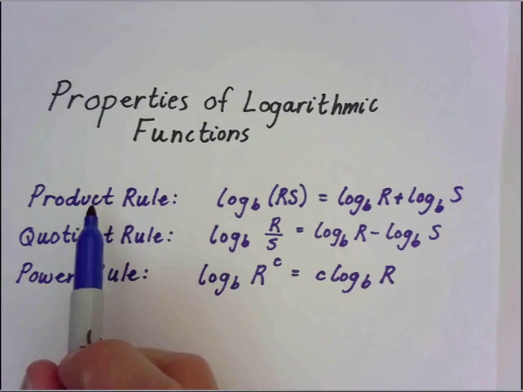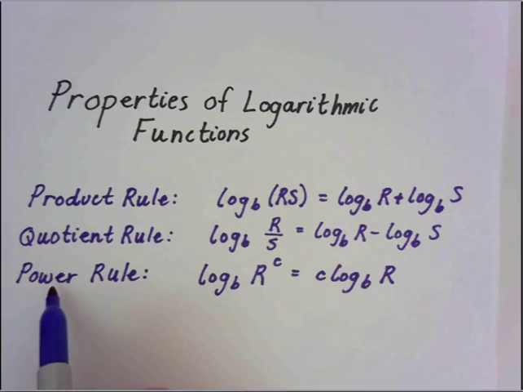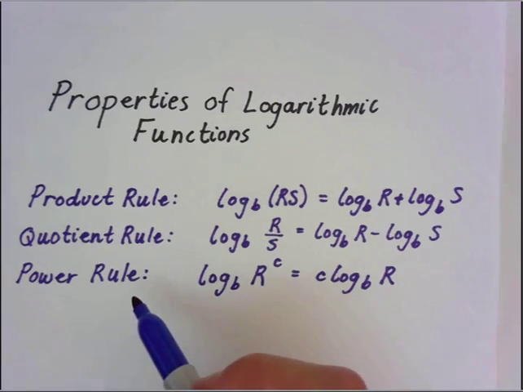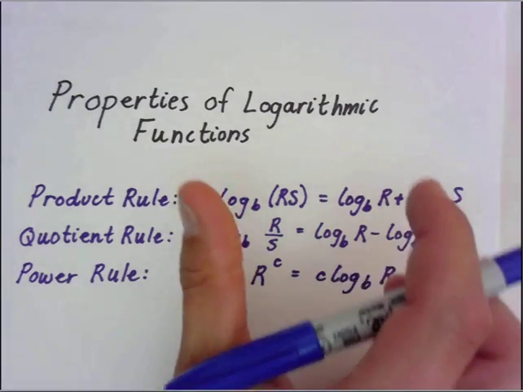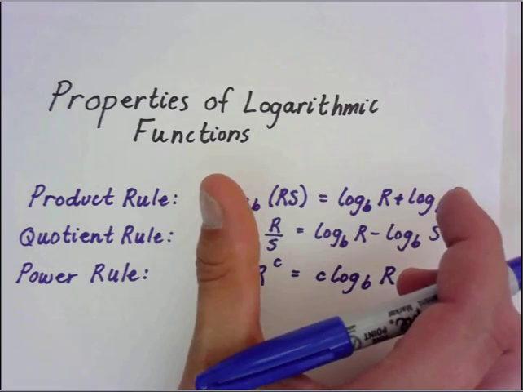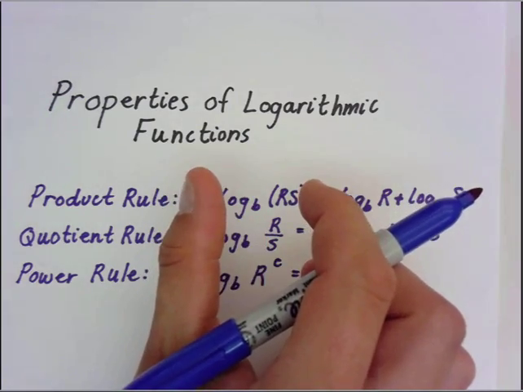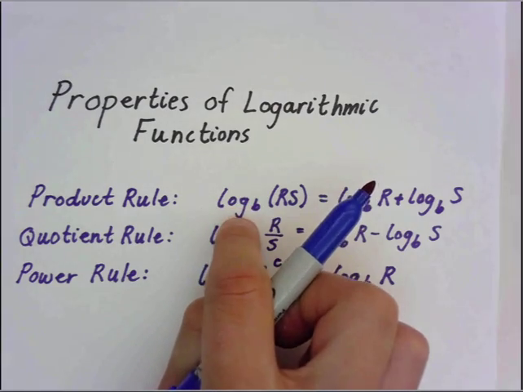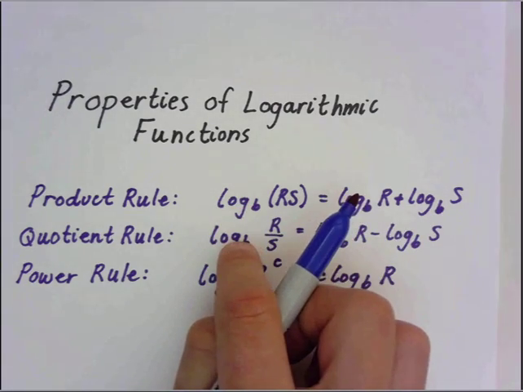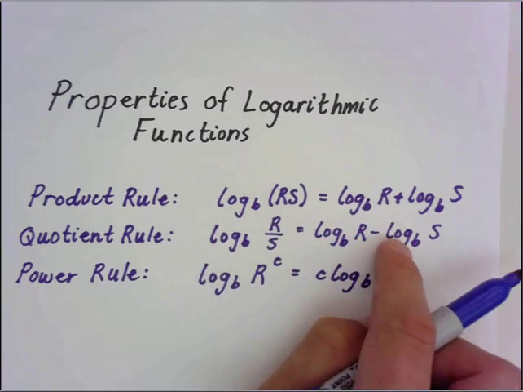This is where we're going to use the product, quotient, and power rule to help us expand. We're going to expand logarithmic functions. We're going from a single logarithm to multiple. So that's what you should see from here to here. One single logarithm to multiple logarithms, okay?